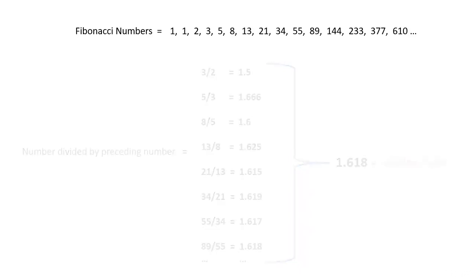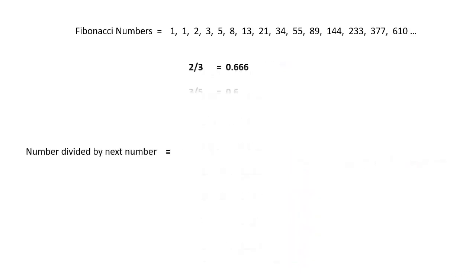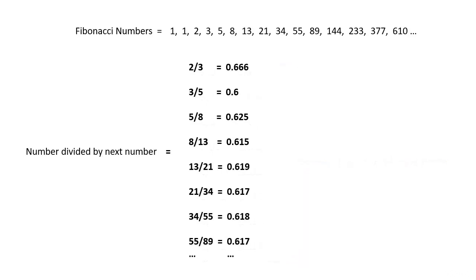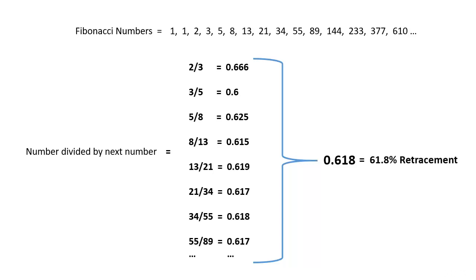Now again, if you take any Fibonacci number other than 1 and then divide that number by its next Fibonacci number from the sequence, then the quotient will be 0.618 or near 0.618. This 0.618 or 61.8% Fibonacci ratio is our third Fibonacci retracement level. That means if you divide a Fibonacci number by its next Fibonacci number, then you will have the ratio of 0.618 or the 61.8 Fibonacci retracement level.